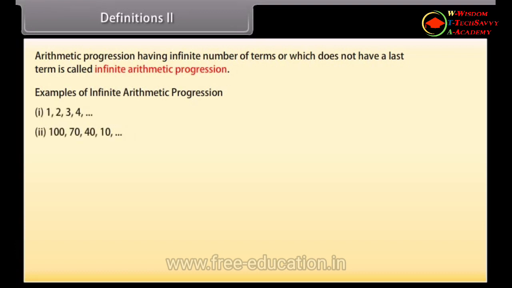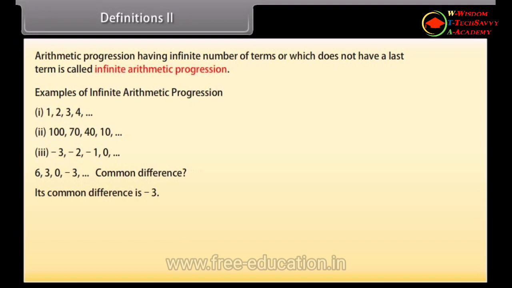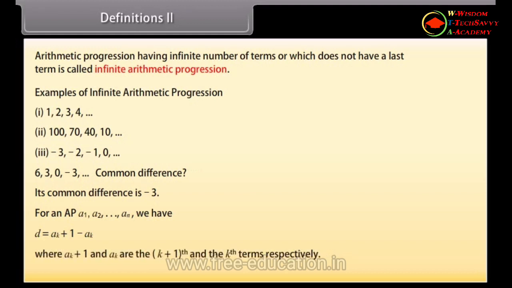Look at this sequence now. Can you tell its common difference? Yes, you're right. Its common difference is -3. In general, for an AP, A1, A2, and so on till AN, we have D as AK plus 1 minus AK, where AK plus 1 and AK are the K plus 1th and the kth terms respectively.